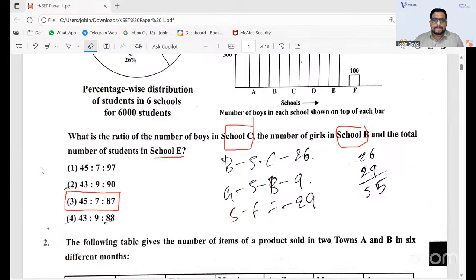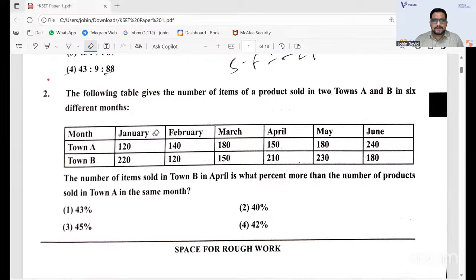Now, going to the next question. Again, a data interpretation table. Usually in NET, we see one data interpretation table, and based on that there will be 5 questions. But here you have different tables to interpret. It may take time, but these are simple data tables.